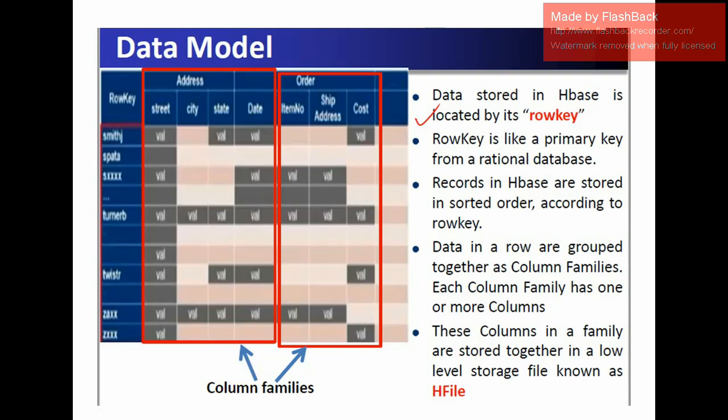These columns in a family are stored together in a low level storage file, and these files are known as H files.